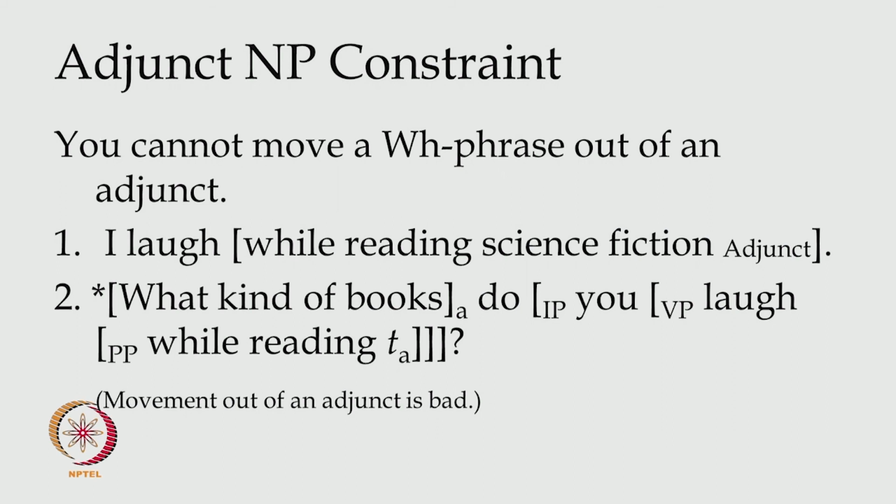Just one more point before we stop. The adjunct NP constraint: again, moving out of an adjunct is not allowed. Just like with the subject NP, we can question the entire adjunct, but we cannot question just part of it. We have a sentence, "I laugh while reading science fiction." "While reading science fiction" is an adjunct. How do we know it is an adjunct? Because the verb is intransitive. Very nice. The verb laugh is intransitive, and anything that comes after it is going to be an adjunct. Now, if I want to question science fiction out of this, it will result in ungrammaticality: "What kind of books do you laugh while reading?"